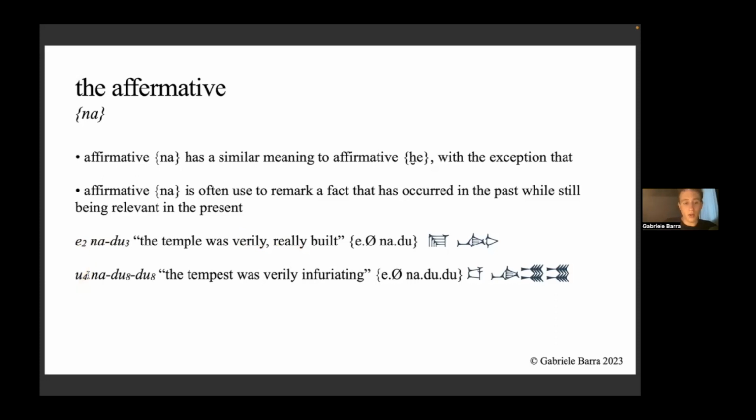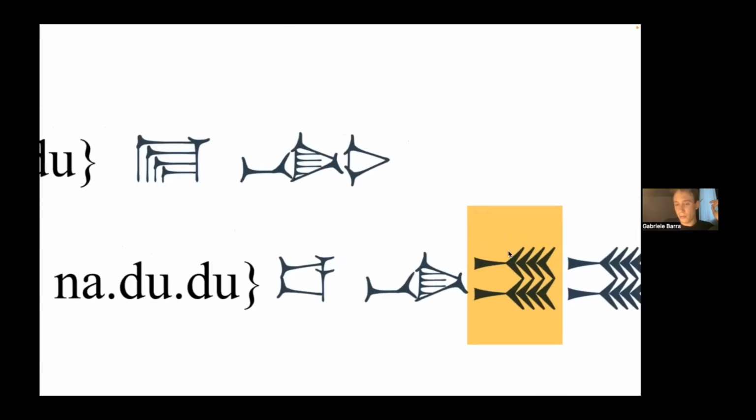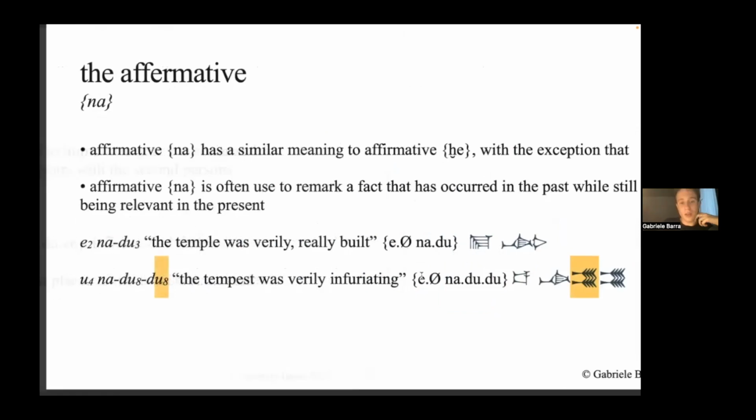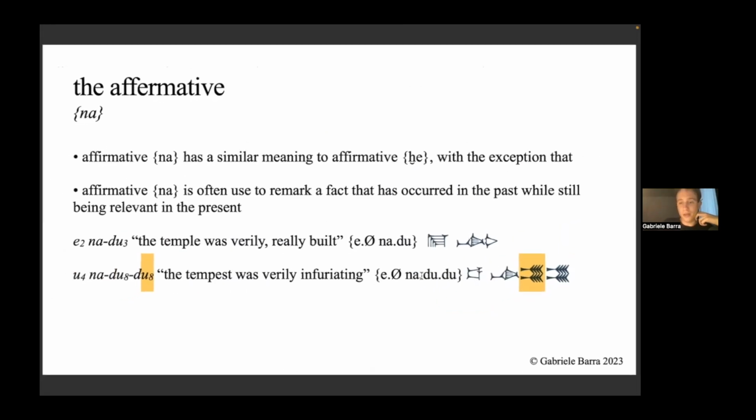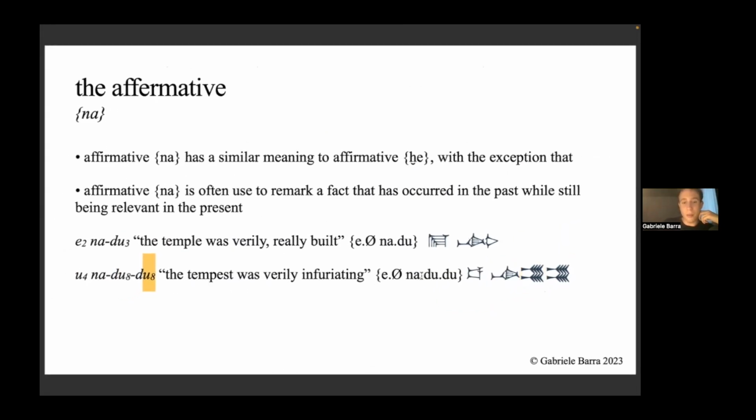U4, in this case, means tempest. Nadu. Du8, which looks very weird and doesn't change its font to the other one for some reason, means to be infuriating, be strong. So the tempest was very infuriating.